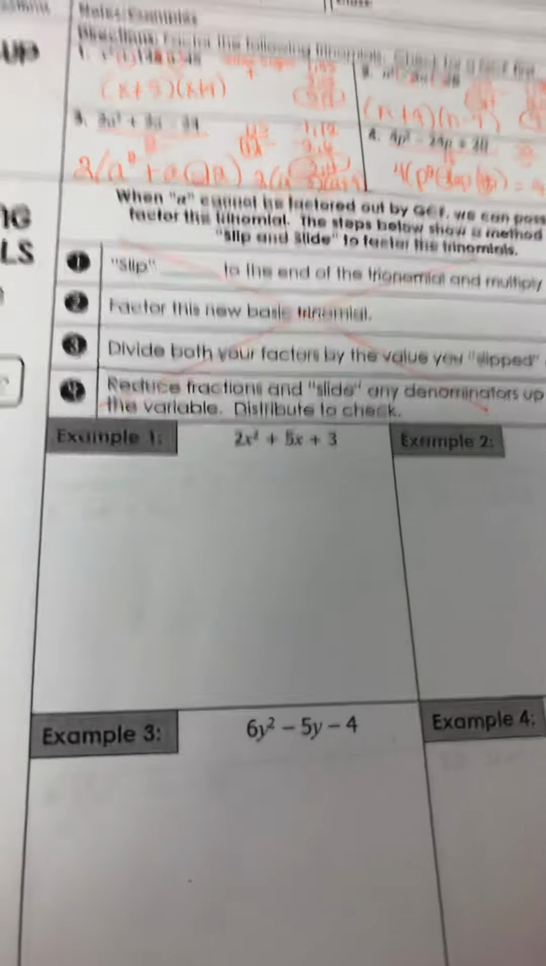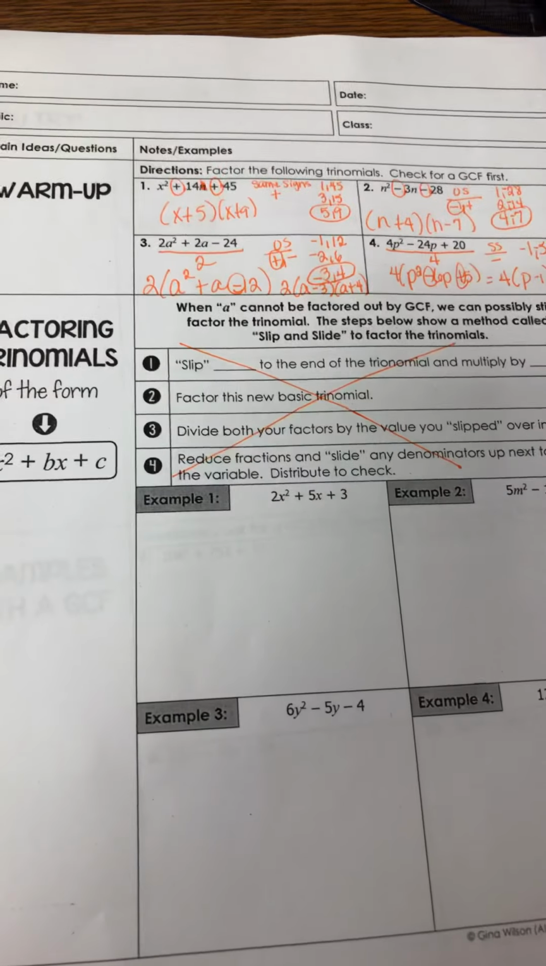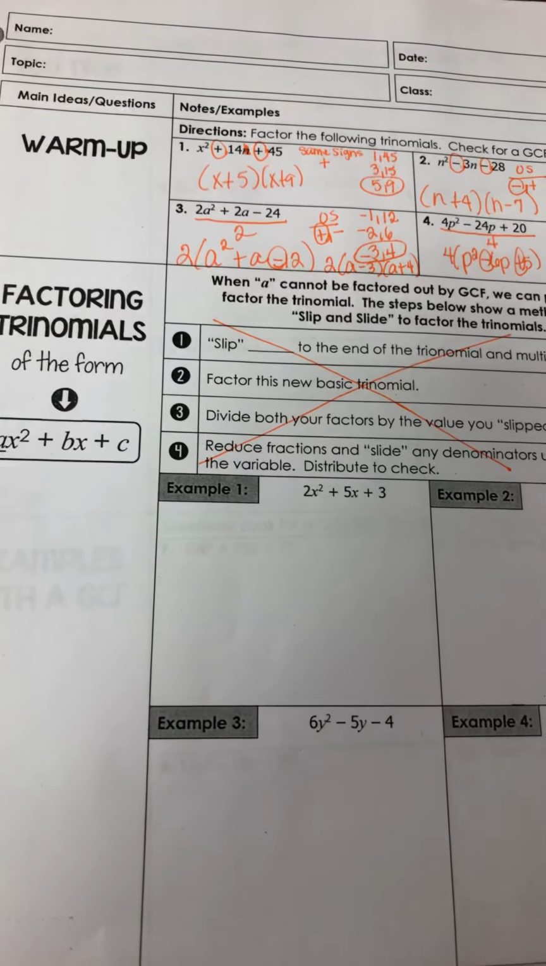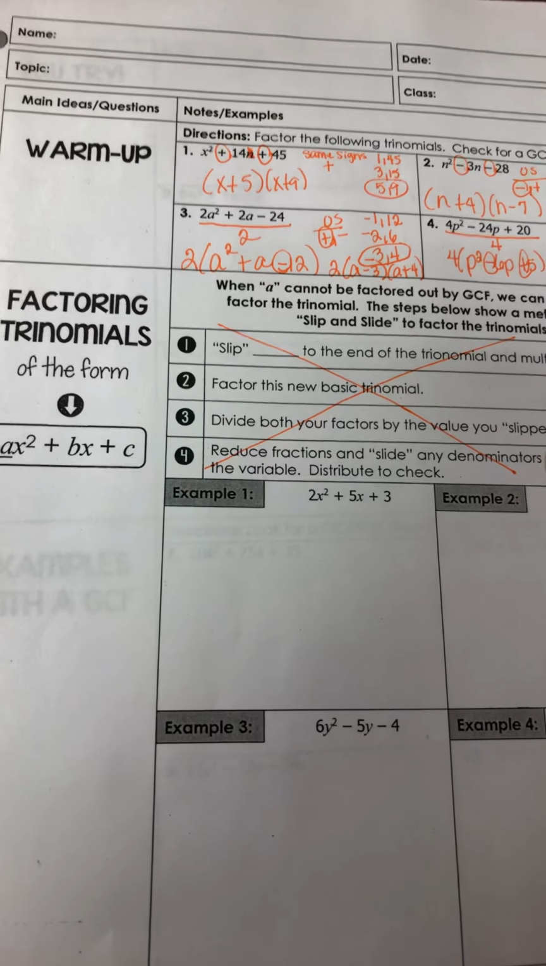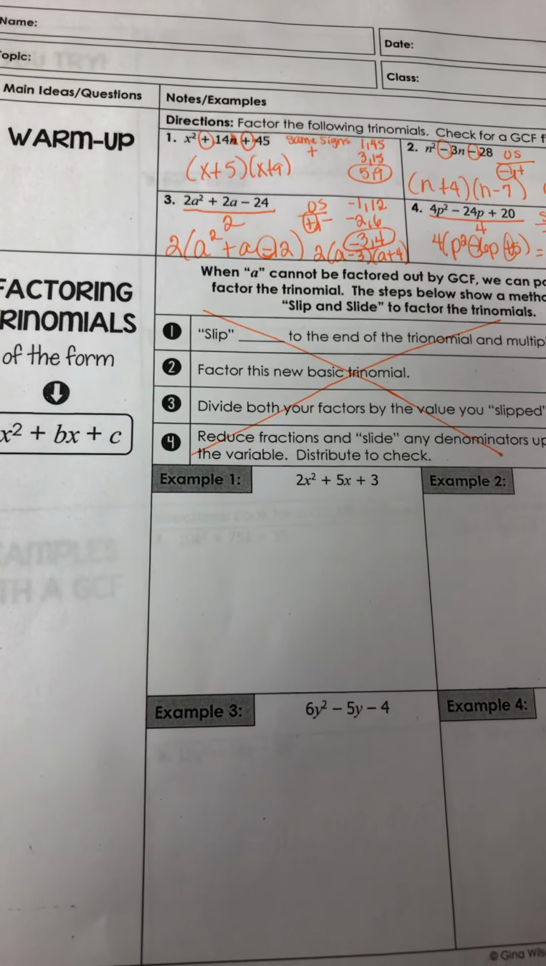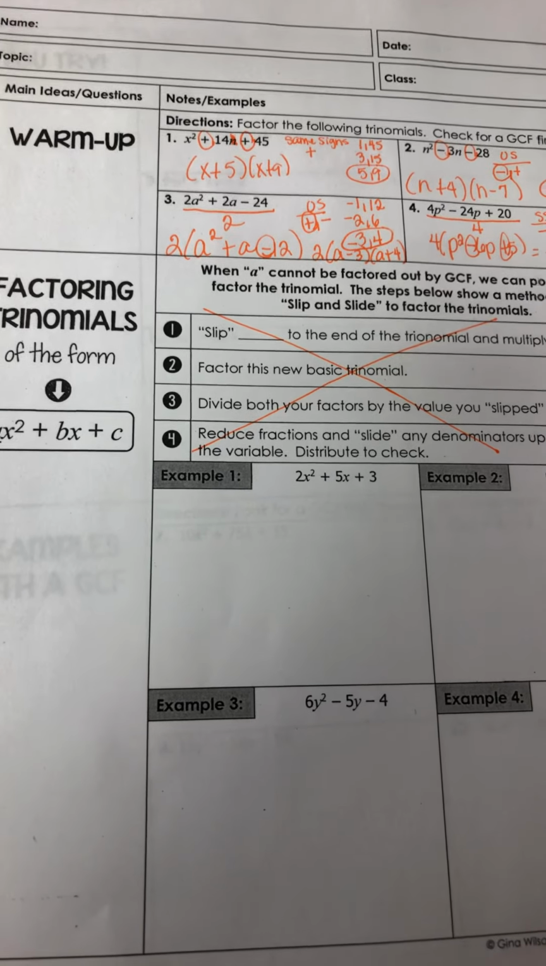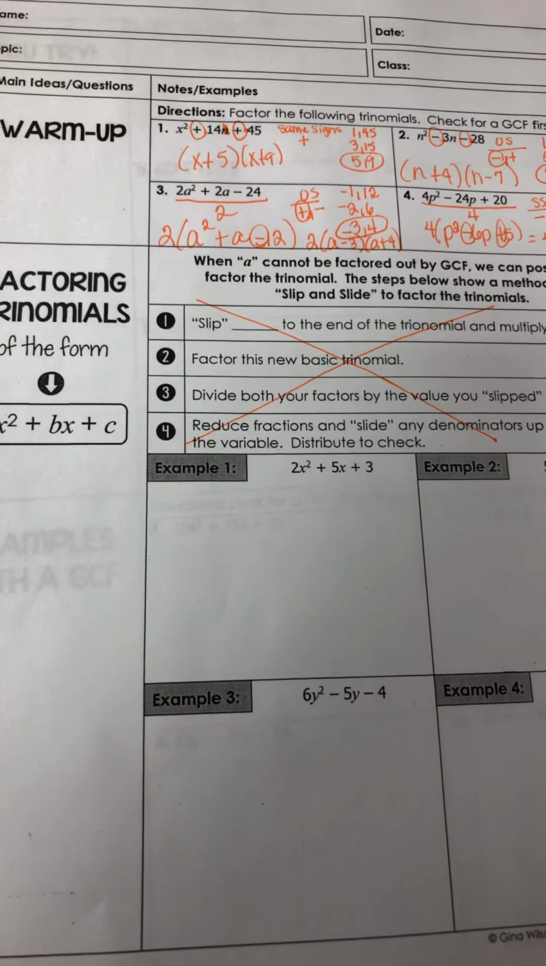So let's get started. You're still going to use the same sign methods. If C is positive, same signs. Middle term will tell you both positive or both negative. If C is negative, you need opposite signs. The middle term will tell you what the biggest factor should be.